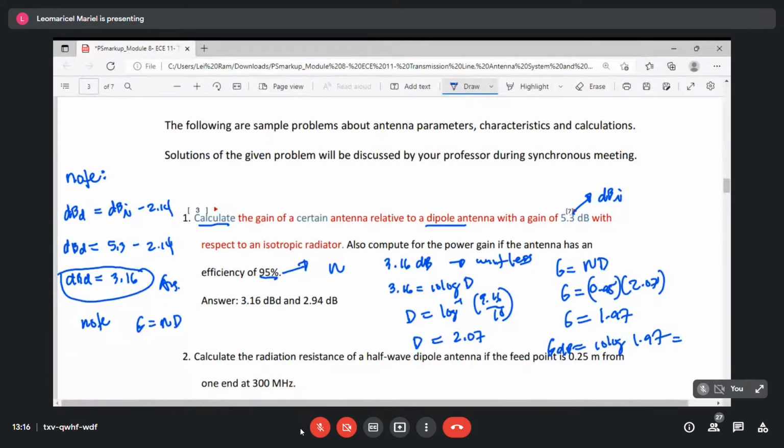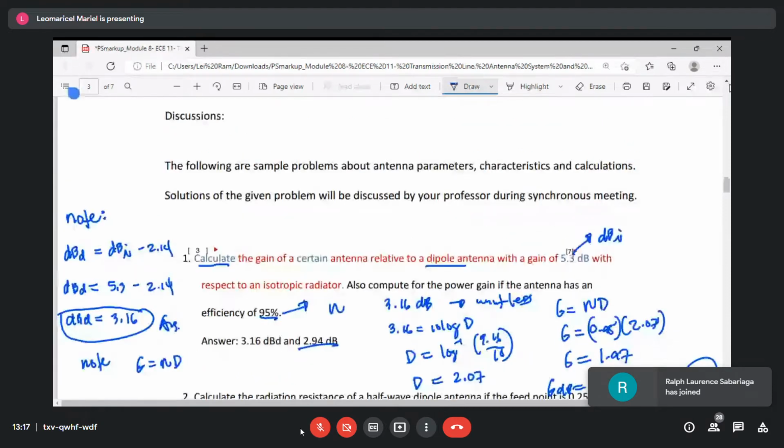Okay, so that is what we got. So what is the final answer? What is 10 log of 1.97? It is 2.94 dB. So that is correct. I thought you were saying just 2. So the answer is 2.94 dB, which is the answer we had.